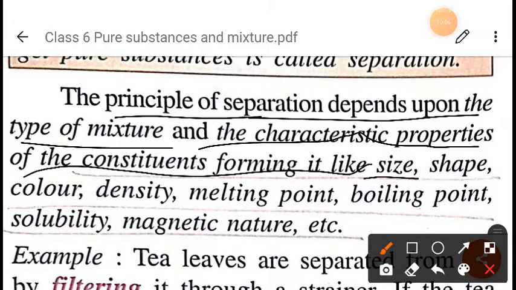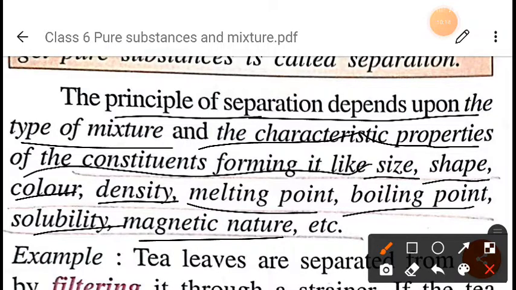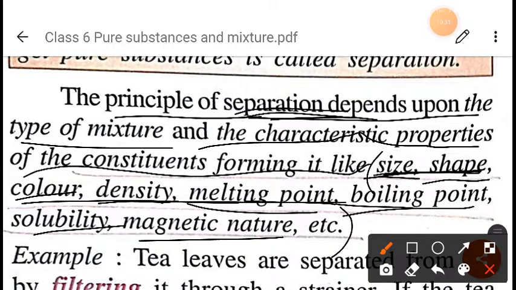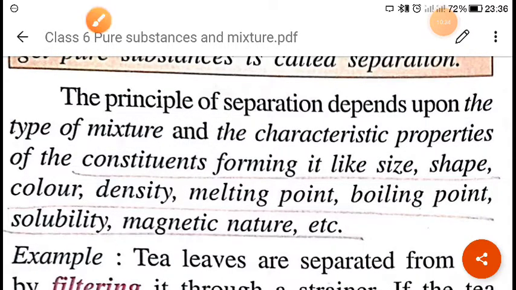Like what is the size of the constituent particle, what is the shape of the constituent particle, what is the color, what is the density, what is the melting point, boiling point, solubility, metallic nature. All these, whatever you are seeing from here to here, these are the constituent properties of that constituent particle which is forming a mixture, right? So the principle of separation will depend upon this: size, shape, color, density, melting point, boiling point, solubility, metallic nature, etc. Okay, so these are the basic principles on which the separation depends.